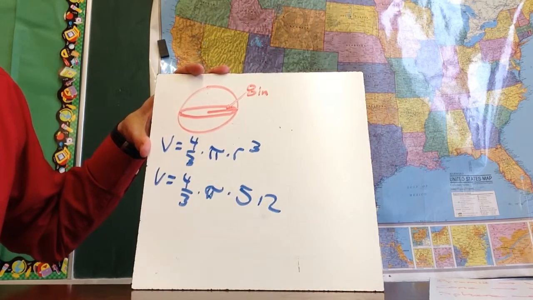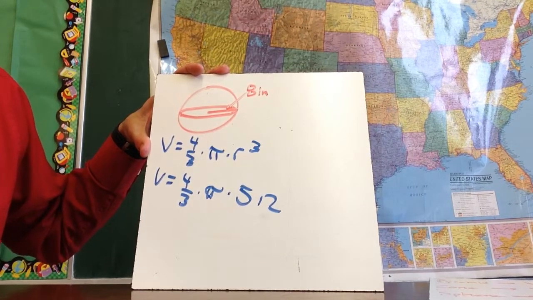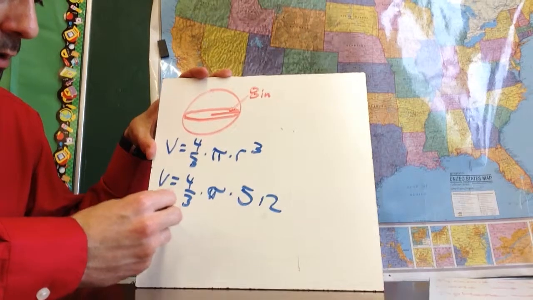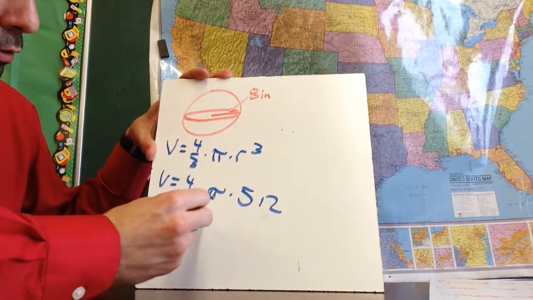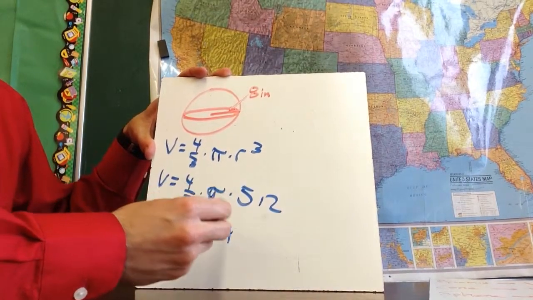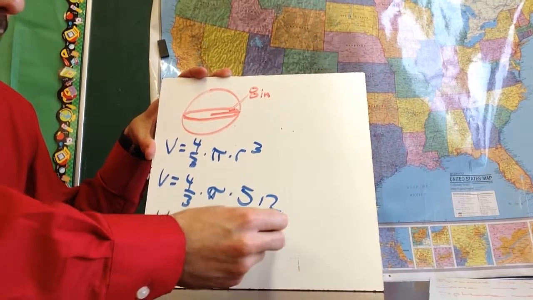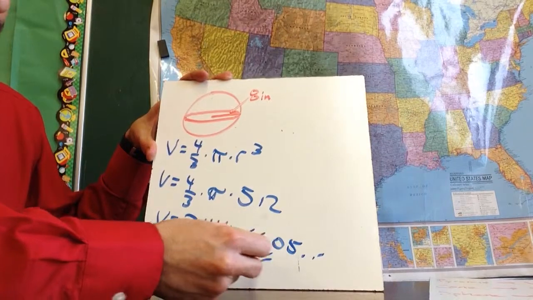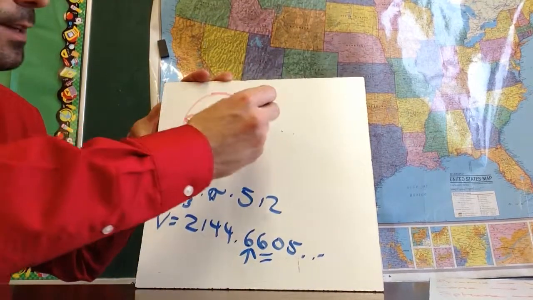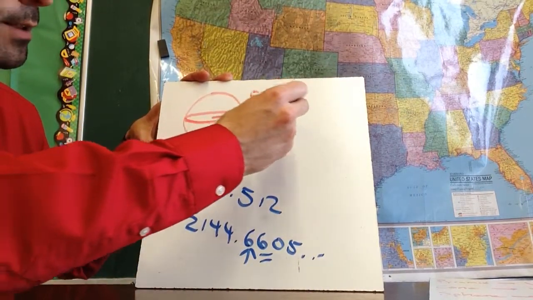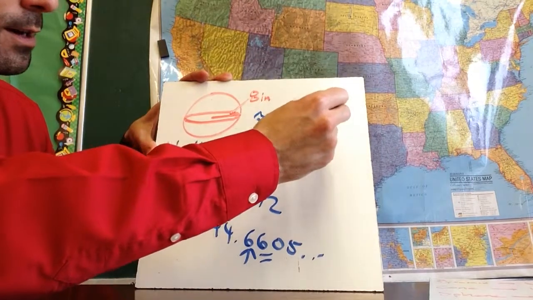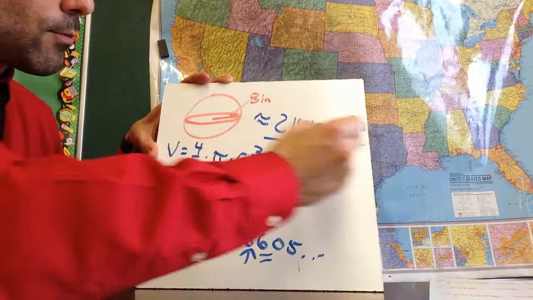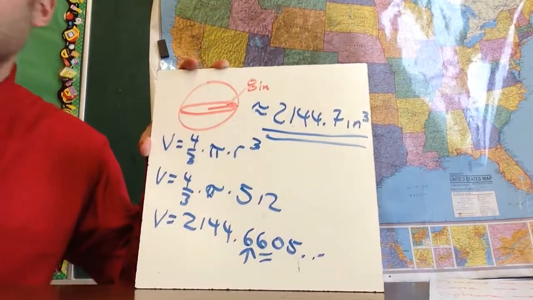So then I'm going to multiply 4/3 times 512, and then multiply that times pi, and you should get volume equals 2144.6605 dot dot dot. This 6 tells me I should round that up, so that means my volume is approximately 2144.7 cubic inches. And again, make sure that we are talking about cubic inches because we are talking about volume.